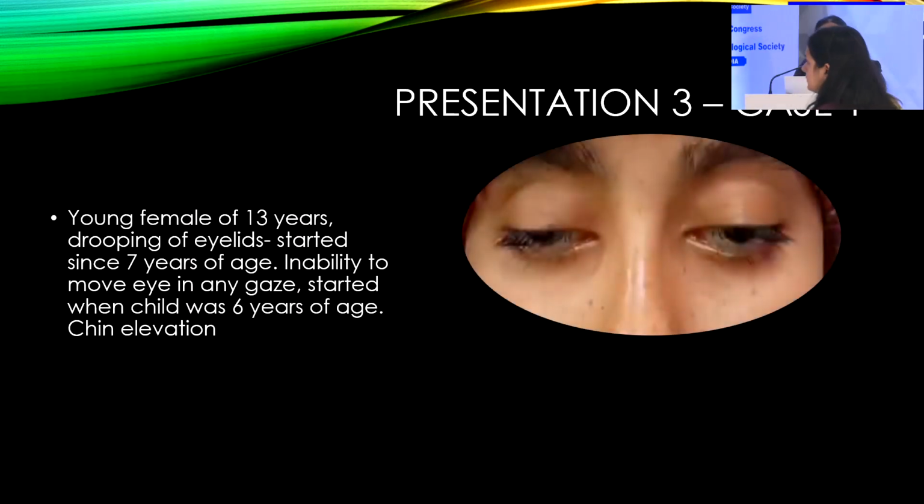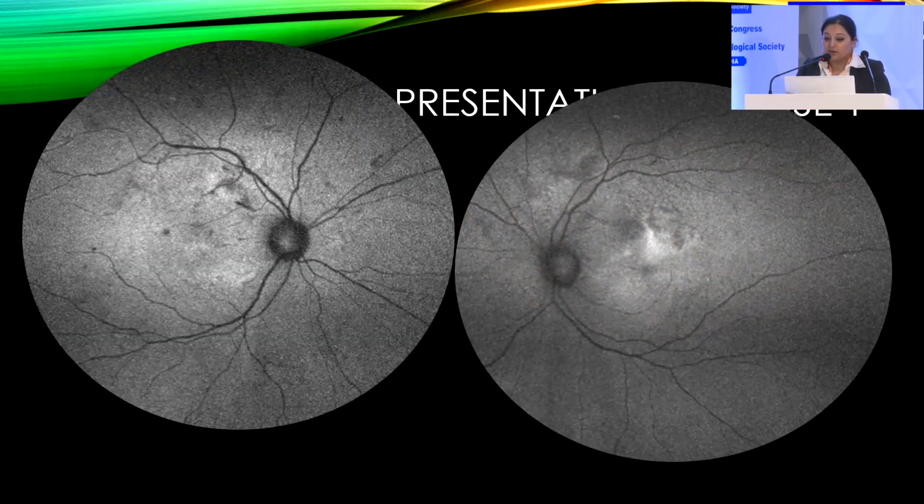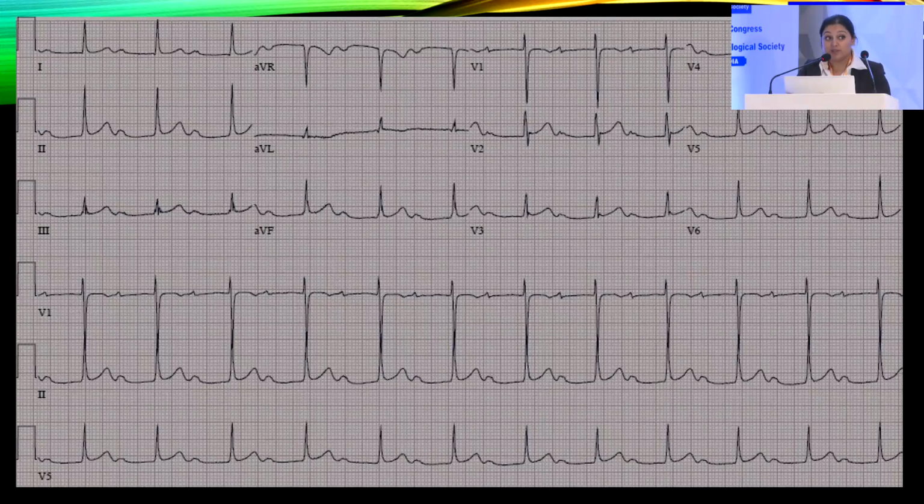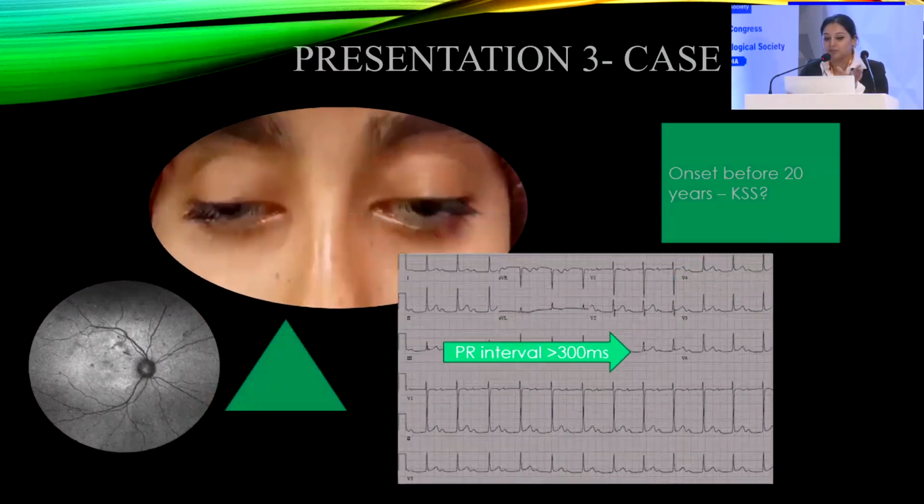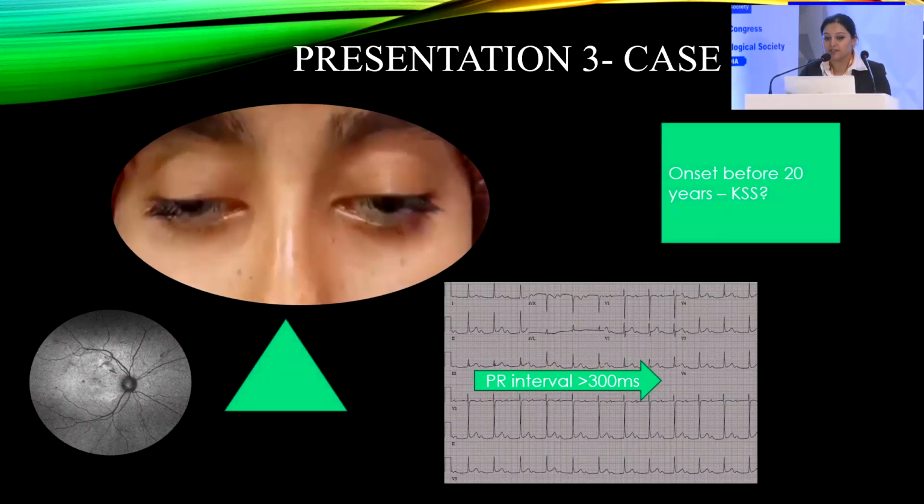Our next group of patients were of the ophthalmoplegia group, where this young girl with progressive ophthalmoplegia came to us. On fundus examination, we found that she did have pigmentary disturbances as well. When we sent her for a cardiac evaluation, we found that there was a first-degree heart block. Again, combining all these, we found that this might be a patient of Kearns-Sayre syndrome.